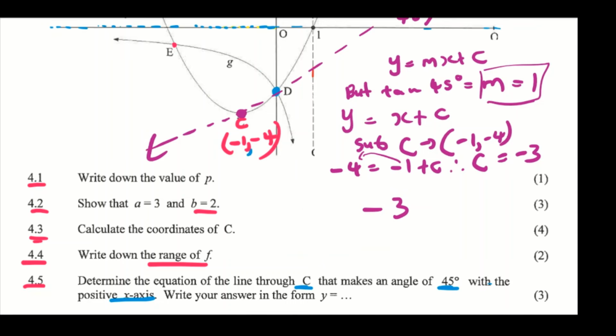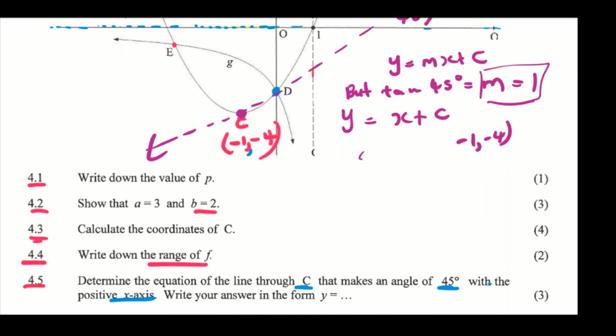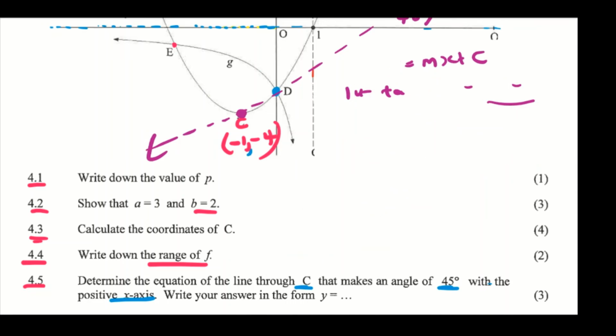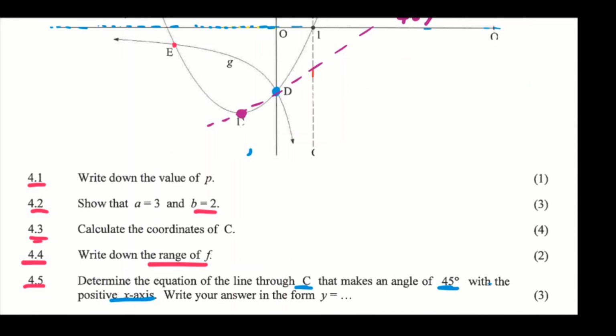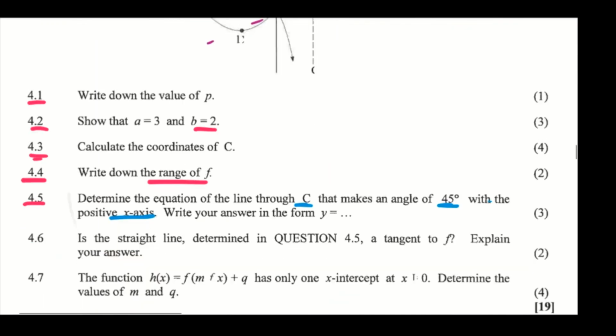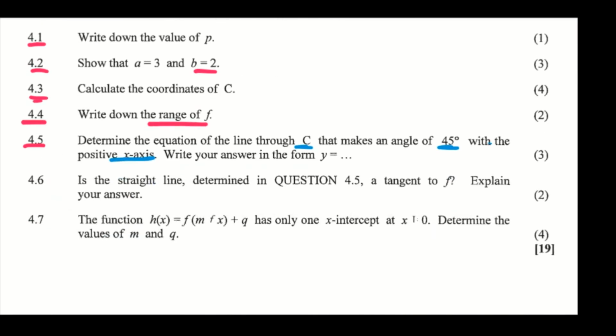And now that we're done with that, what we're going to do now is 4.6: is the straight line determined in 4.5 a tangent to f? Explain your answer. So 4.6, is it a tangent?